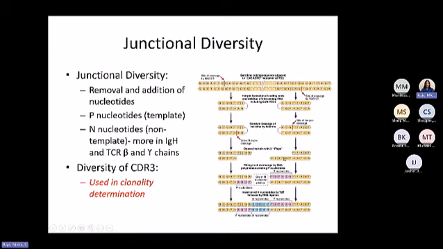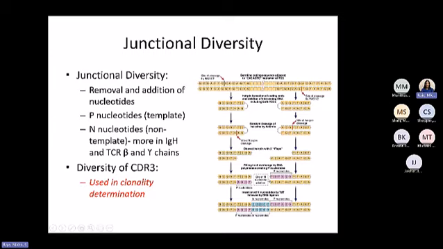So if those bases are added based on this template, which means for A, there's going to be a T added, for a C, there's going to be a G added. For a T, there's going to be an A added, and for G, there is a C added, right? So based on the template, if the nucleotides are added to these uneven ends, they are called P nucleotides.